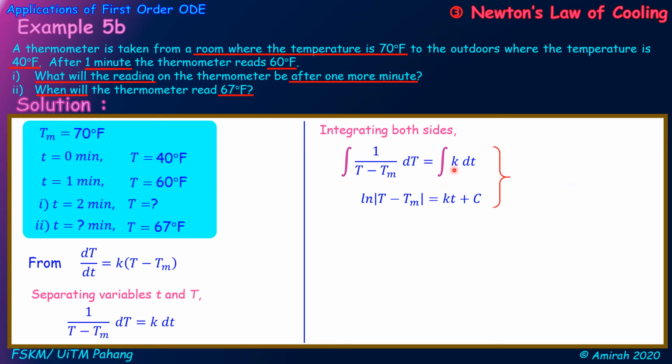And then to integrate k dt, we can refer from, let's say we want to integrate constant 2 dx with respect to x. So we get constant 2 times x plus c. Now we want to integrate constant k with respect to time. So the answer equals to constant k times t for time plus c.